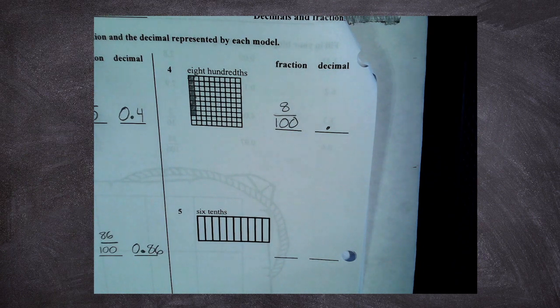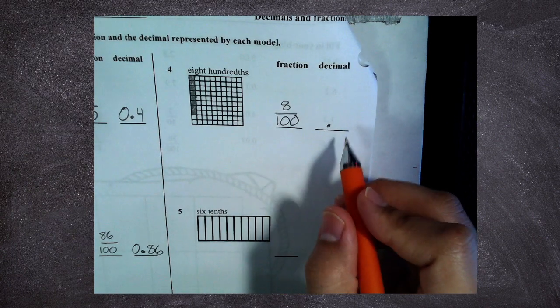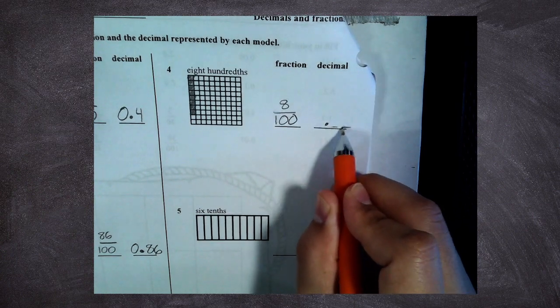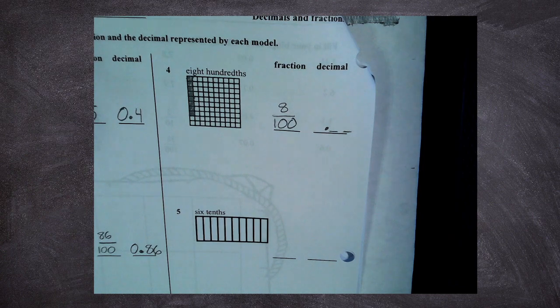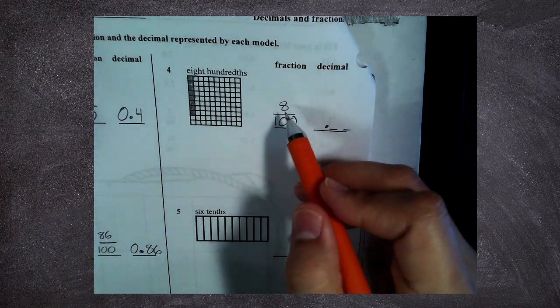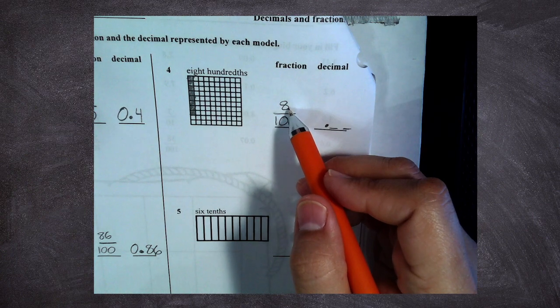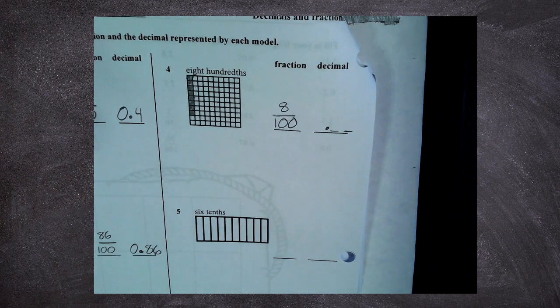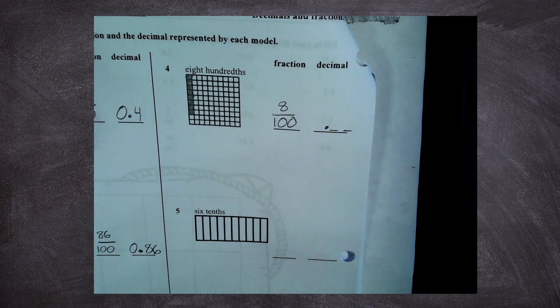What about my decimal? My denominator, the 100, tells me that I need to use the hundredths place. So I need 2 place values after the decimal. But if I look, my numerator is only one number. So what should I put? Violet? 0.08. Fantastic, Violet.